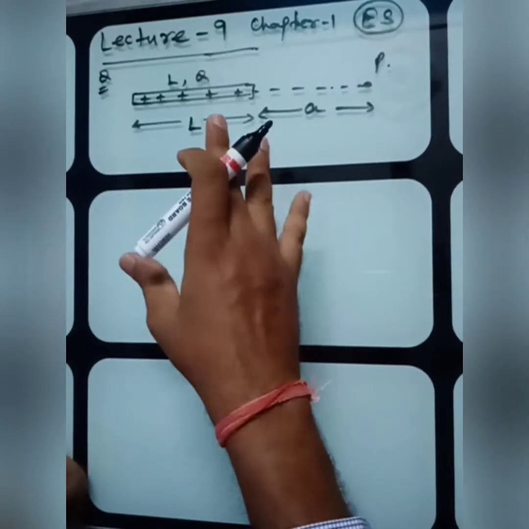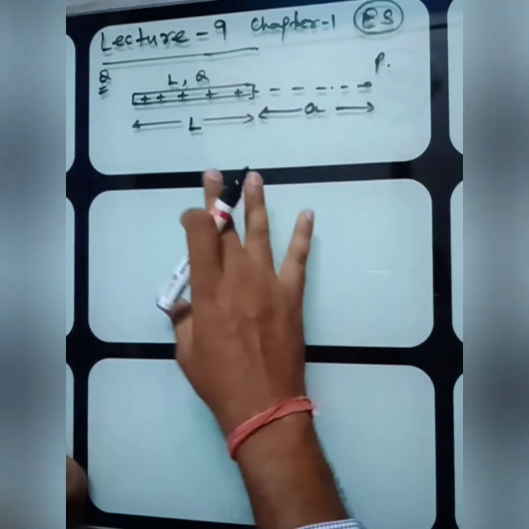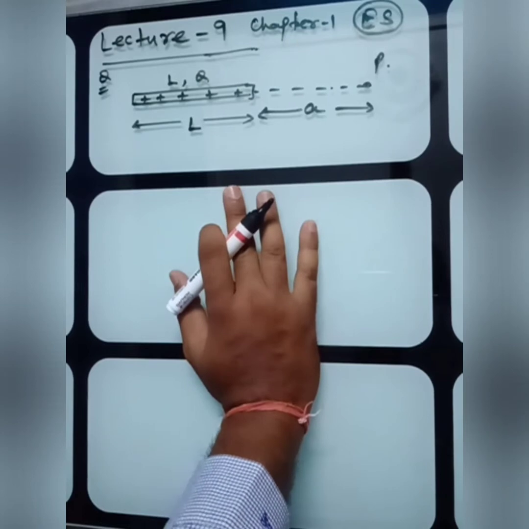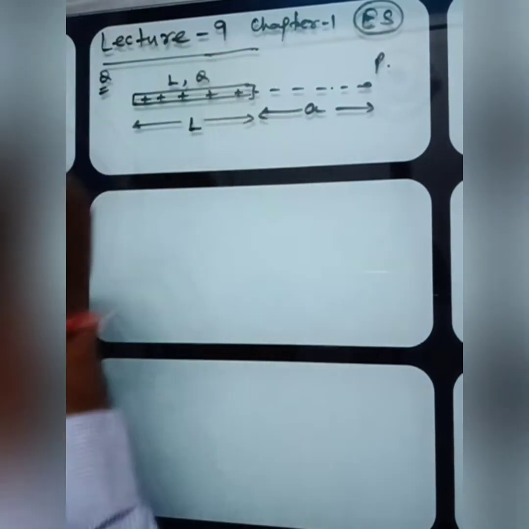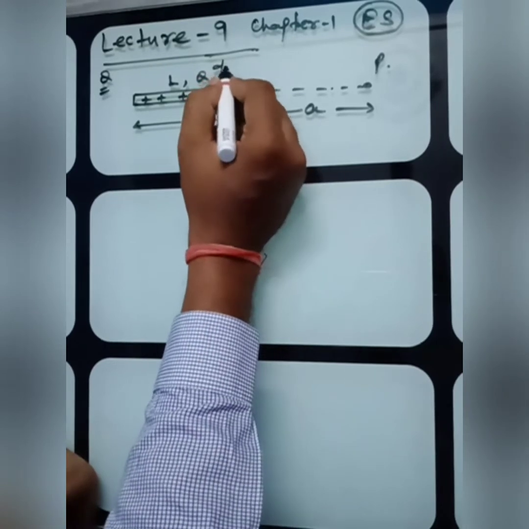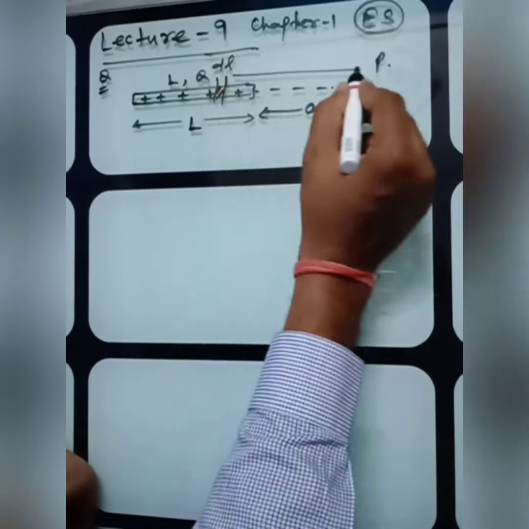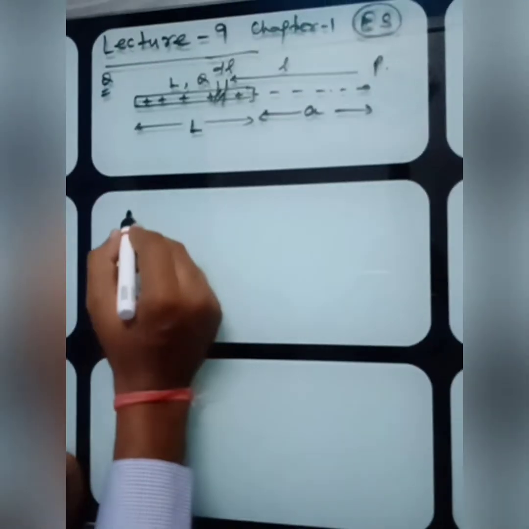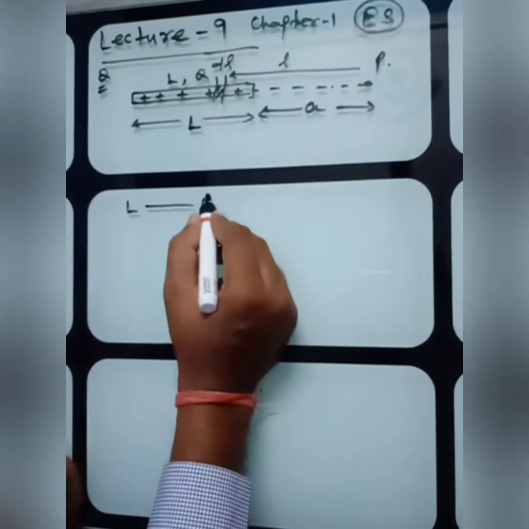After this question, we'll solve 3 to 4 questions again using a ring also, which is given in NCERT even. So first, we have to take an elemental part of this rod of length dL at distance L from the observation point. In length L, the charge is Q.